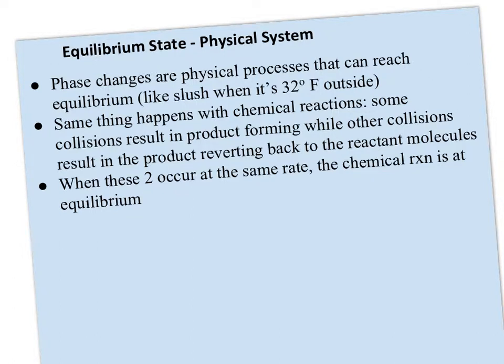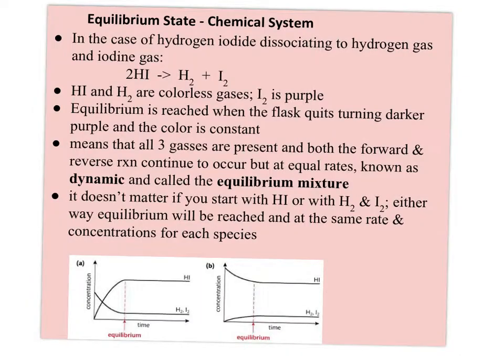So phase changes can occur in physical processes, and slush was an example I mentioned. If it's 32 degrees out, you have both water and ice in a puddle, and you don't really know if it's freezing or melting. It depends on whether energy gets added or removed from that system to eventually push it out of that equilibrium state. And the same thing happens with chemical reactions. Some collisions result in product forming, while other collisions are going to result in the product reverting back to reactant. And again, when these occur at the same rate, we say the reaction is at equilibrium.